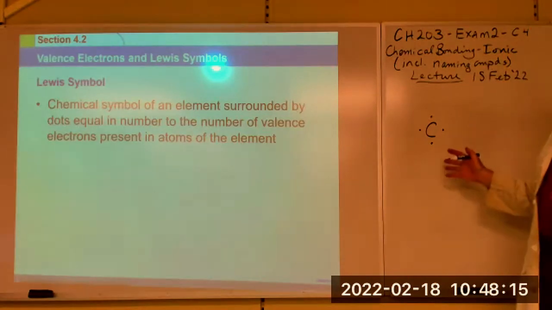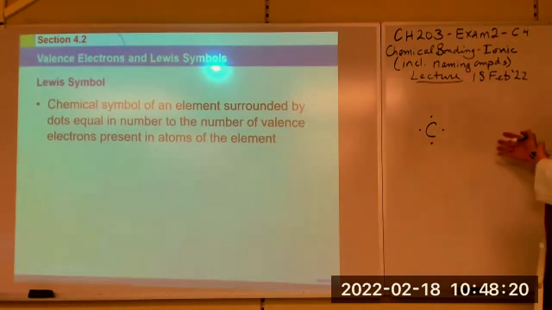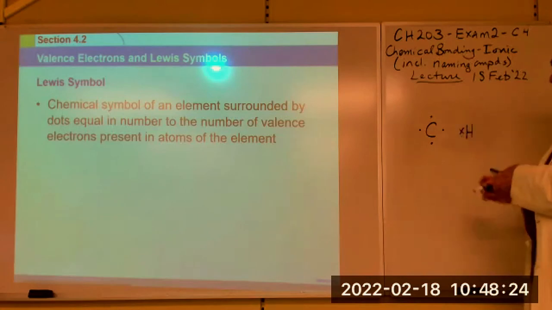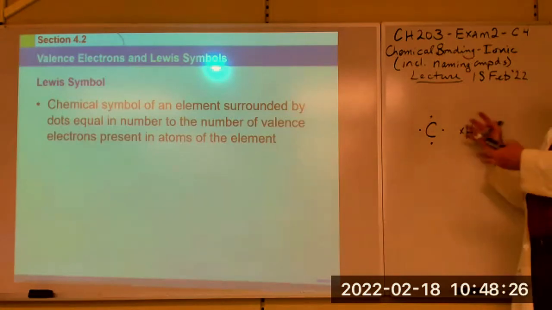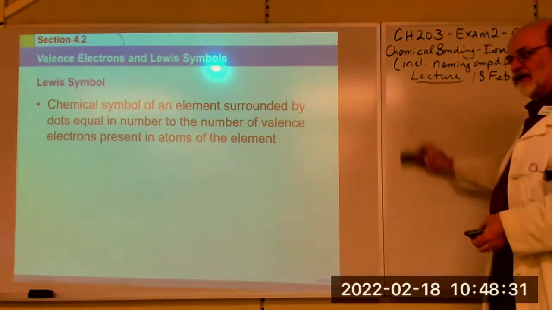You don't have to use dots, but most often we do. If you want to compare this element with a different one that you're trying to react, then you may want to make that electron an X so you know where it came from. But more often than not, we say Lewis dot structures.